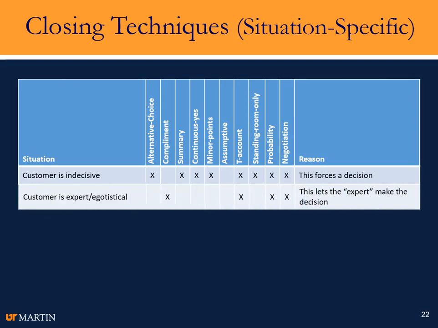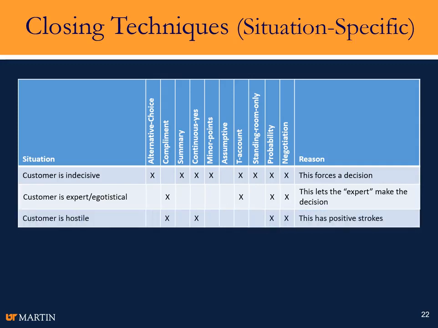If your customer is egotistical or an expert on their own, or they feel like an expert, maybe they're pushy and unfriendly, a compliment close might work, praising their ability to make decisions. Again, T account, if they feel like they're able to make a decision better than they would be with you, T account or probability or even negotiation might work really well. They don't need the continuous yes, they don't need to feel manipulated. If the customer is hostile, compliment can work. A continuous yes, getting that positive inertia going, could work. It's harder to sell when a customer is particularly hostile.